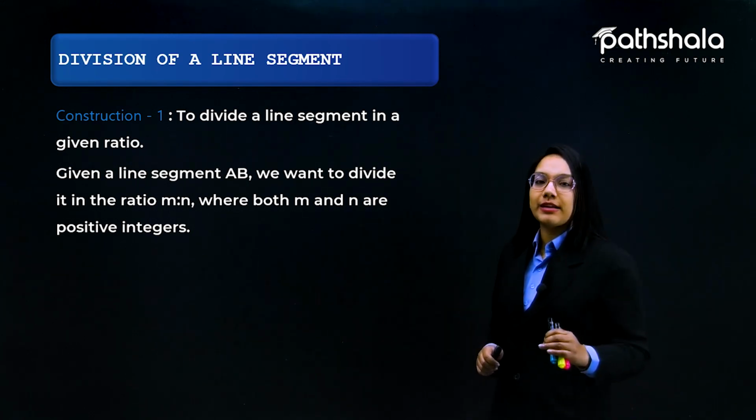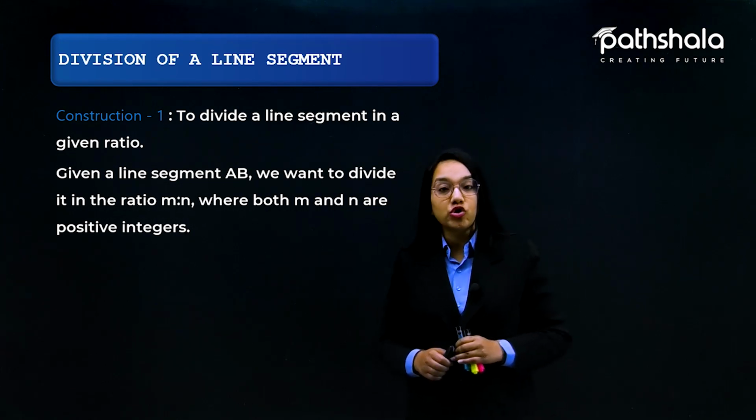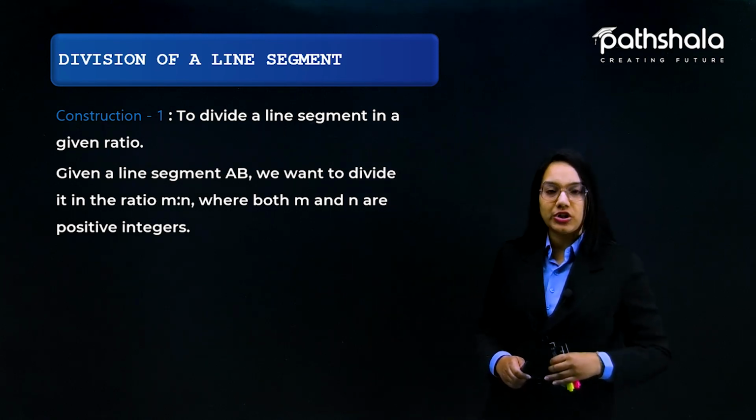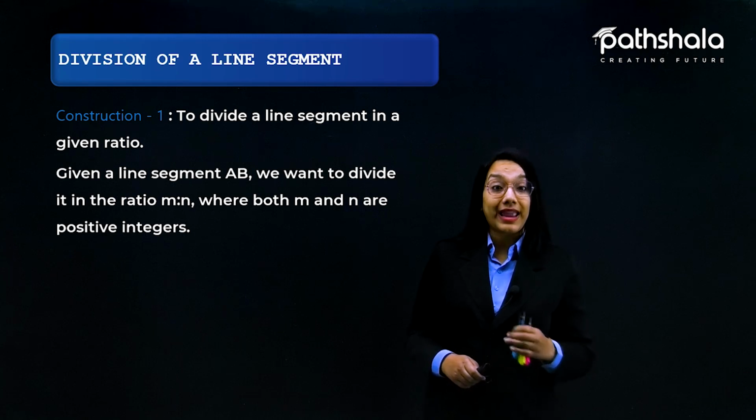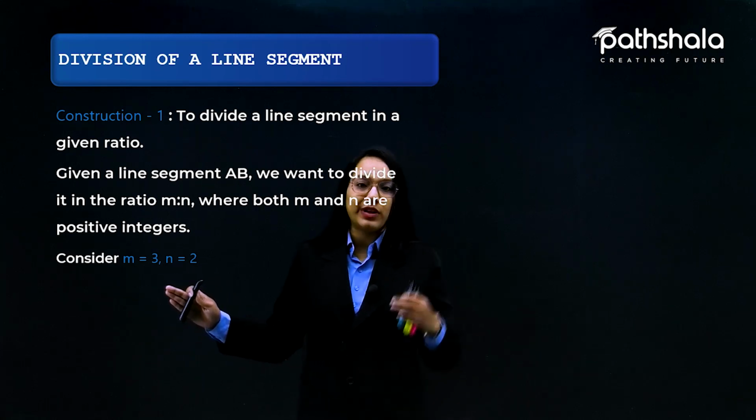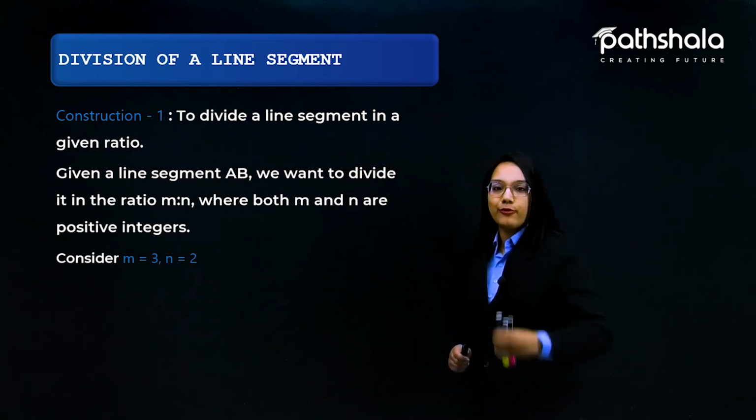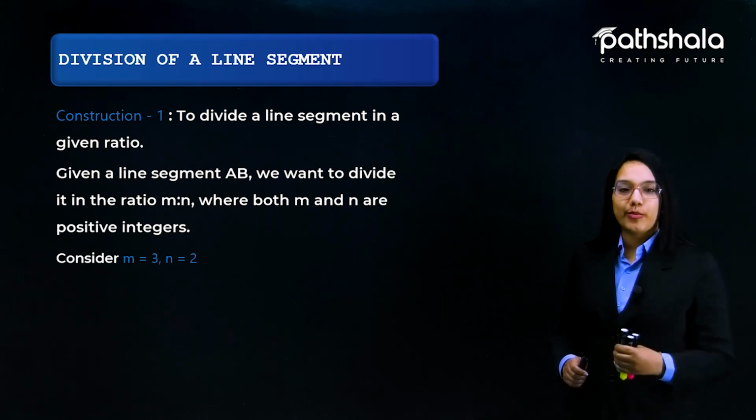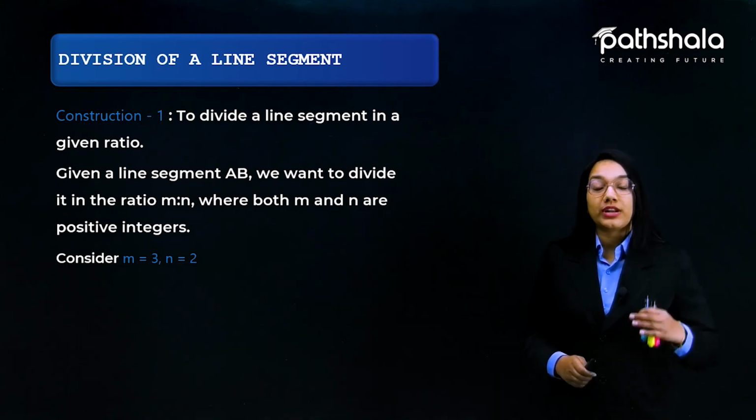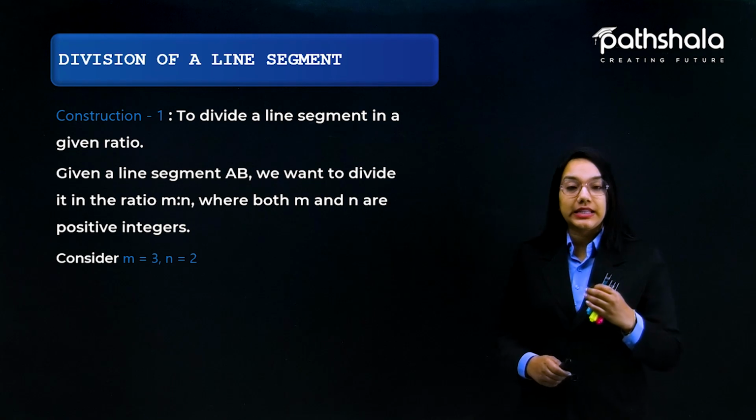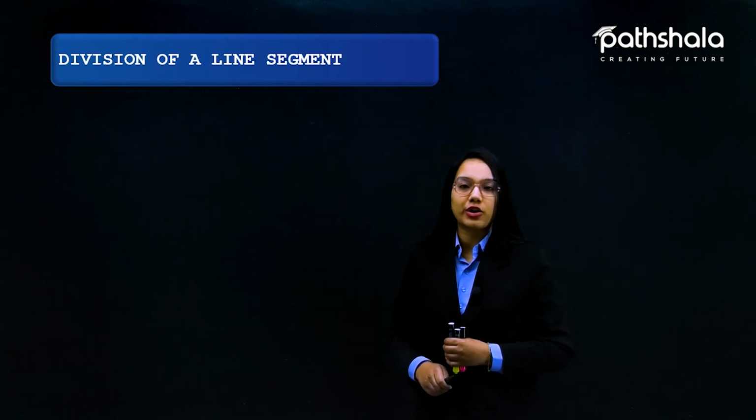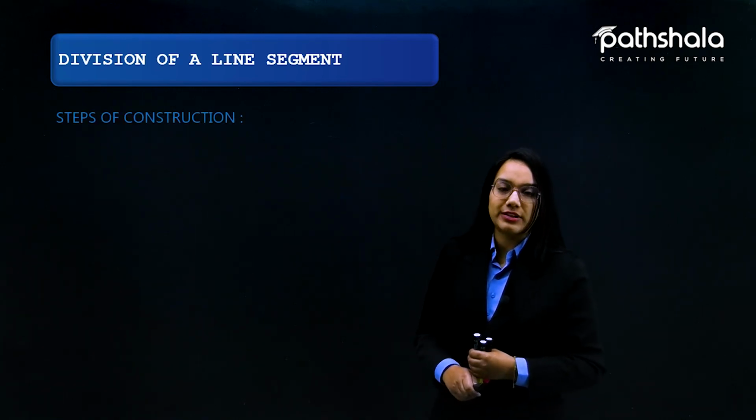It says: given a line segment AB, we want to divide it into the ratio m:n, where both m and n are positive integers. Let us suppose m is 3 and n is 2. So we have to divide a line segment AB of any measure in the ratio 3:2. How can we do it? Let's see this step by step, starting with the steps of construction.